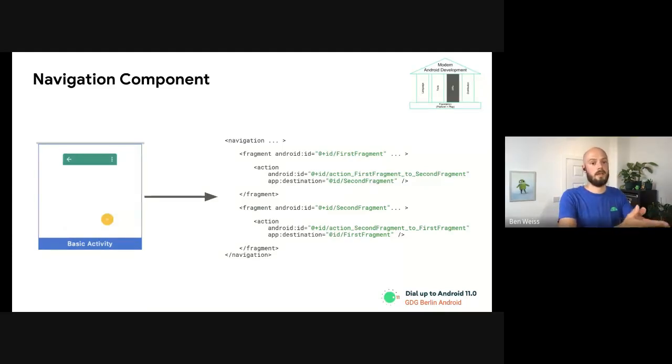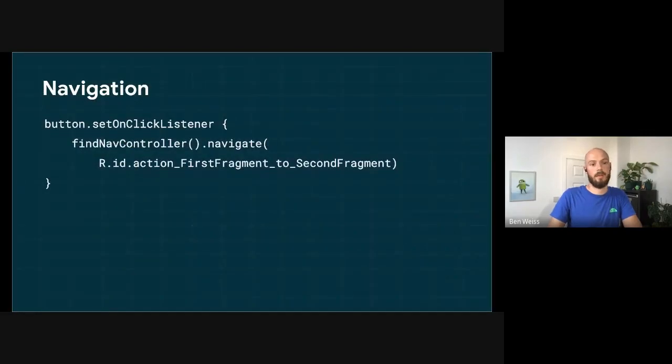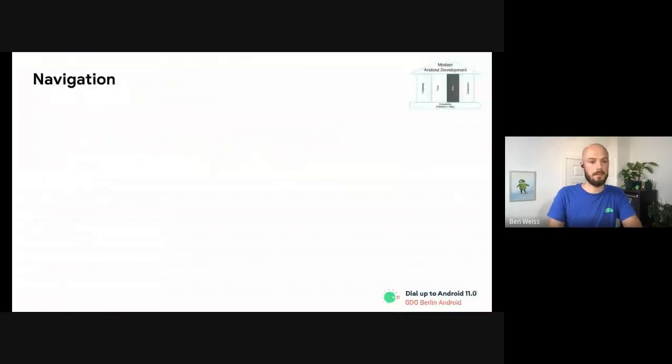So basically, you have a destination for each fragment or activity that you want to address, and you can address them by IDs. That means instead of having to create a new intent to navigate somewhere, or actively using the fragment manager, you're just saying, with the nav controller, you're navigating to something which has the action ID, in that case, first to second fragment.